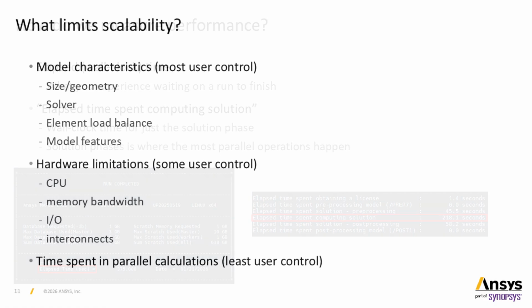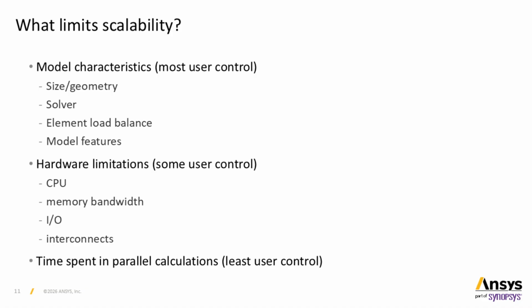Now, what limits scalability? Well, scalability stalls when the program spends too much time doing communication or synchronization, there's not enough numerical work per core, there's too much serial work, or there's a hardware imbalance, for example, between the CPU, the memory, the disk, or the network interconnects.